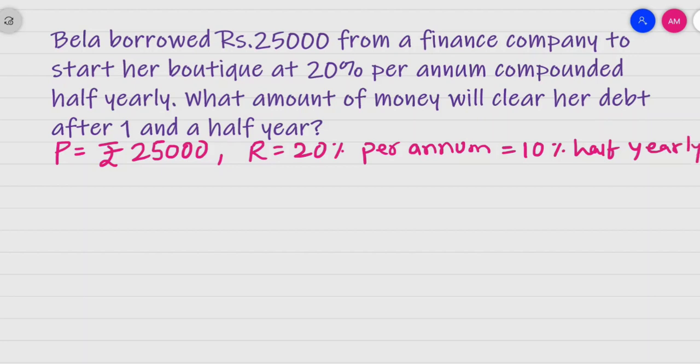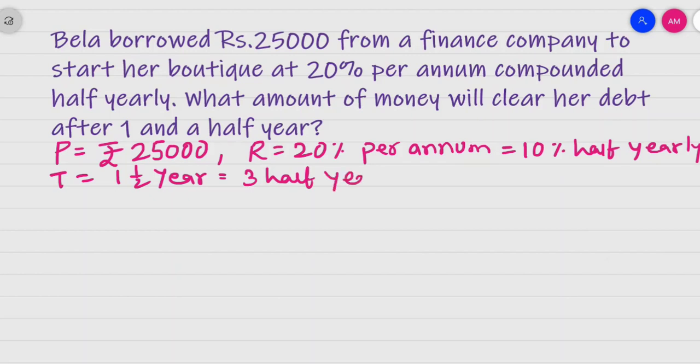Next is compounded half yearly. What amount of money will clear her debt after 1.5 years? That means time is 1.5 years. 1.5 years means 18 months. 1 year 12 months, half year 6 months, 12 plus 6 is 18. 18 months means how many half years? 3 half years. Okay.